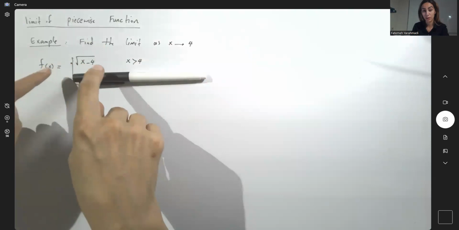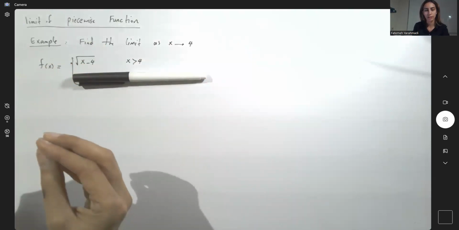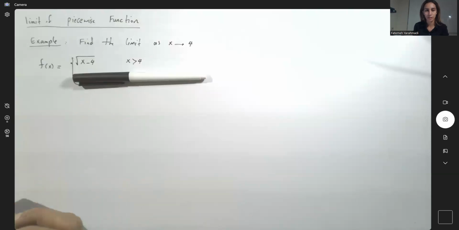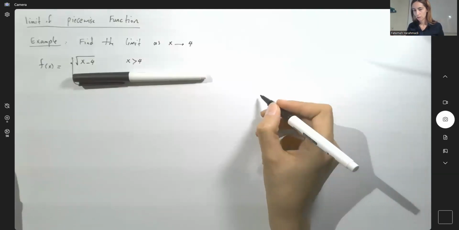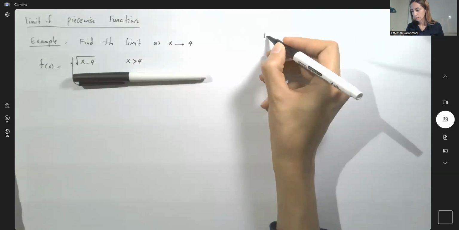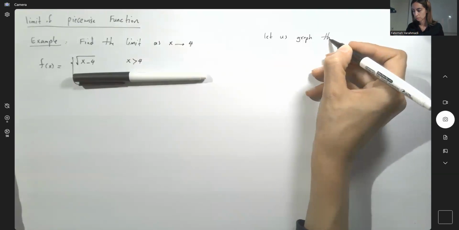Remember that for the domain of this function, x cannot be less than 4. If I plug in 1, I get square root of -3, which in the real world is undefined. So let's try to graph this and find a good marker.